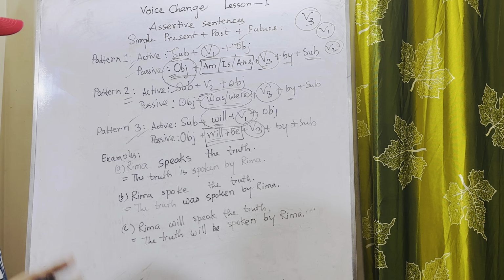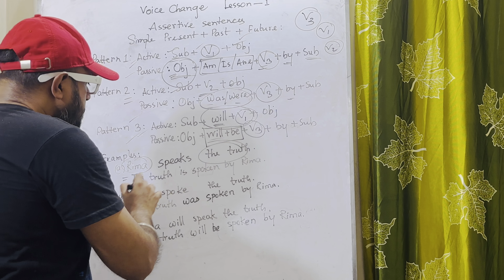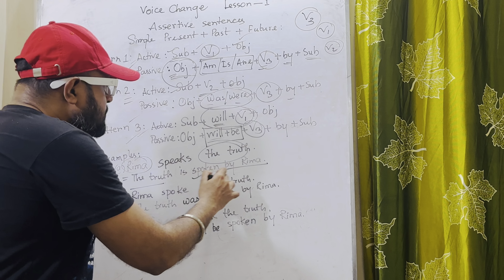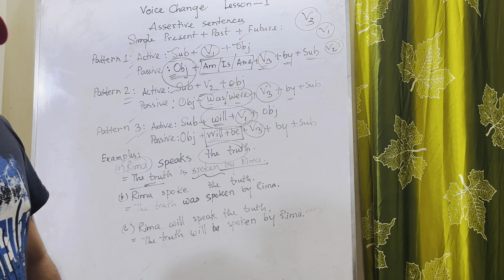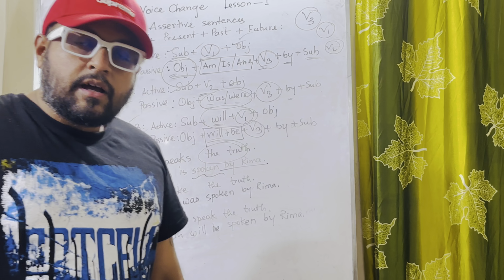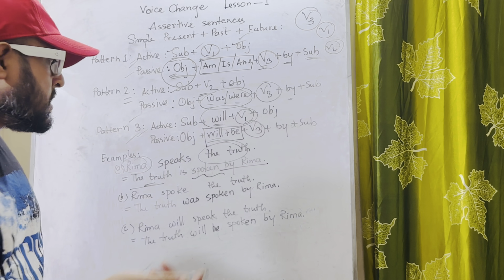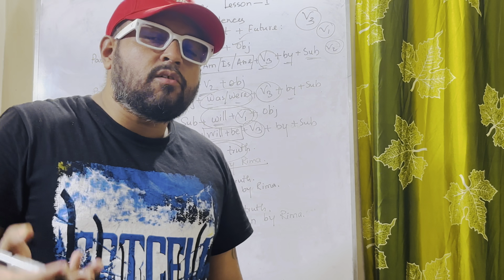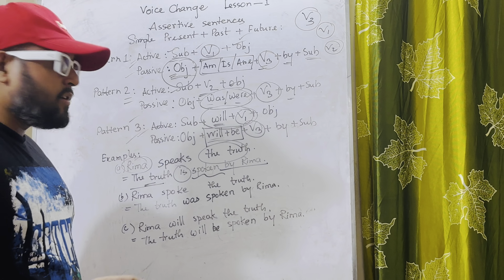Number 1, Rima speaks the truth. So exchanging the subject and the object, the truth, and by Rima. Speaks takes the form spoken, V3. And the truth is an uncountable noun. So uncountables are considered singular nouns. So the verb that goes with singular is, which one? is. Okay, so that's the reason I have used is.